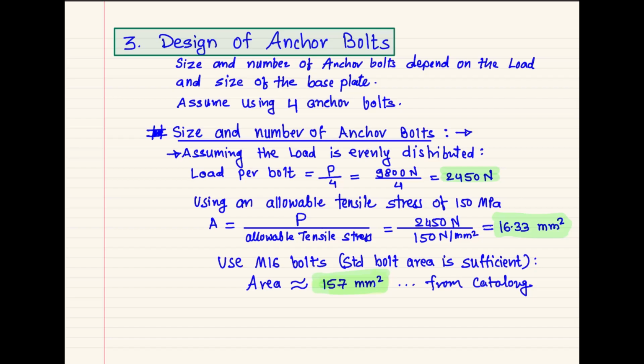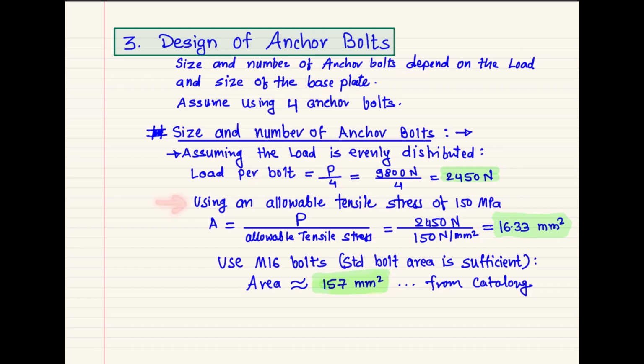This is the assumption we have made. You can utilize 6 bolts or 8 bolts depending on your design, size and number of anchors. Assuming the load is evenly distributed, load per bolt equals P upon 4. So 9800 divided by 4. 4 is nothing but the number of bolts we have taken. So each bolt is going to take a load of 2450 Newton.